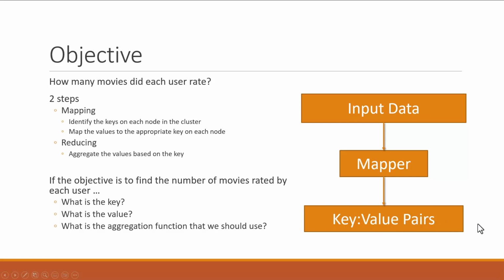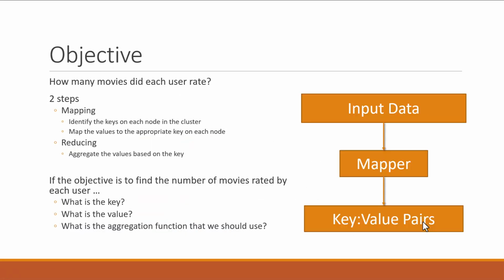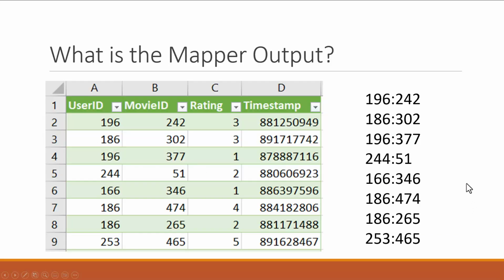So if you recall back to this phase, this output of the mapping phase is key value pairs, which already did some pre-aggregation. So it already went through the process of counting all the occurrences of a particular user ID on a specific node. So the output of the mapper is a set of key value pairs. So the next phase basically is the reducer, right?